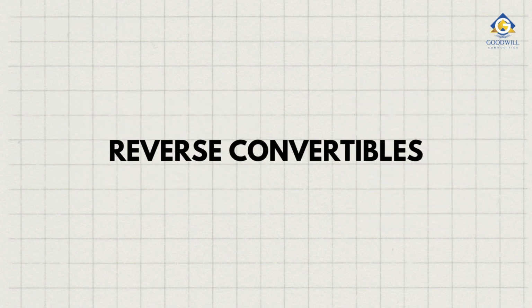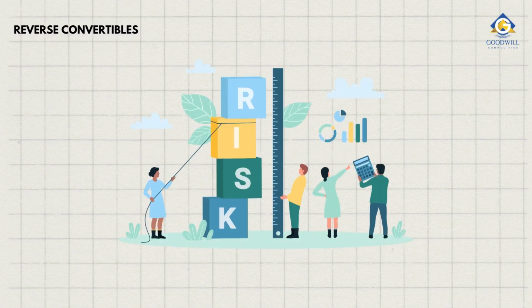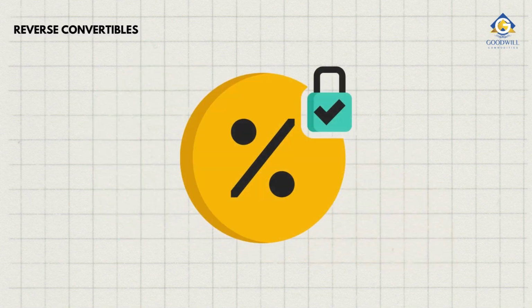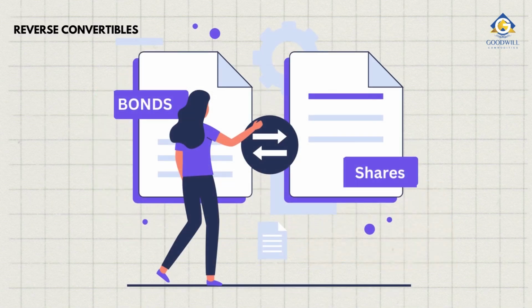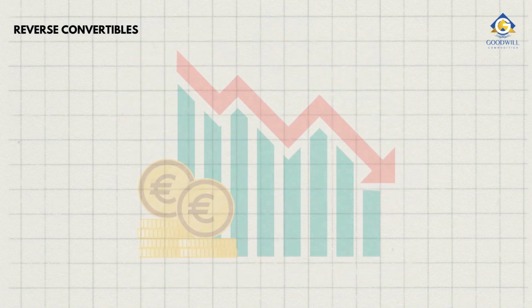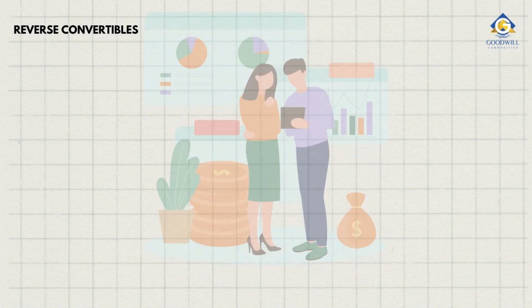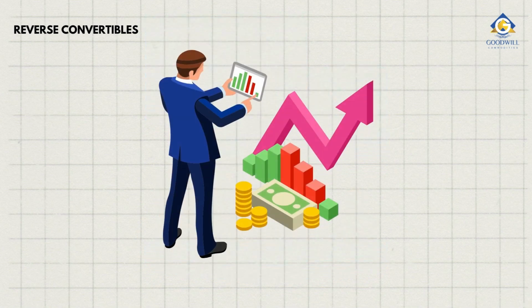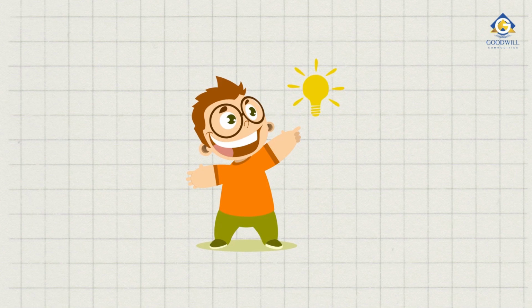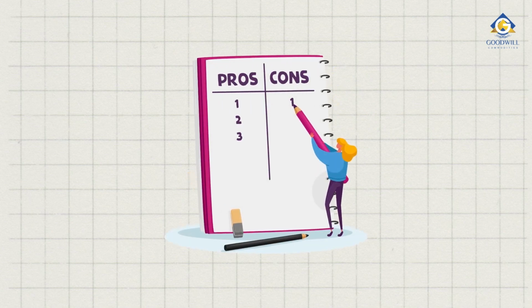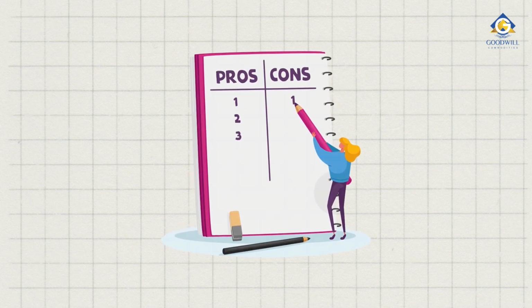Reverse convertibles. These are high-risk securities that pay a fixed interest rate but can be converted into the underlying stock at maturity. If the stock's value falls below a certain level, investors may receive shares instead of their initial investment. Now that you know the different types, let's discuss the pros and cons of equity-linked securities.